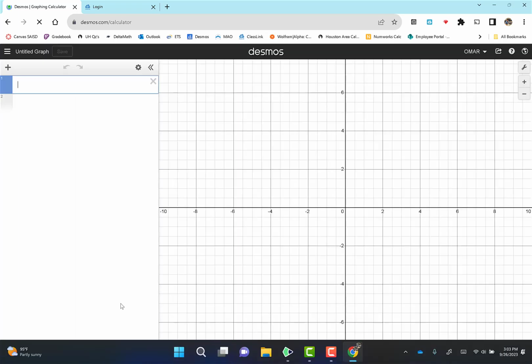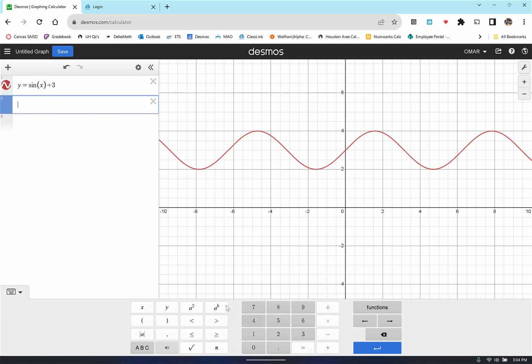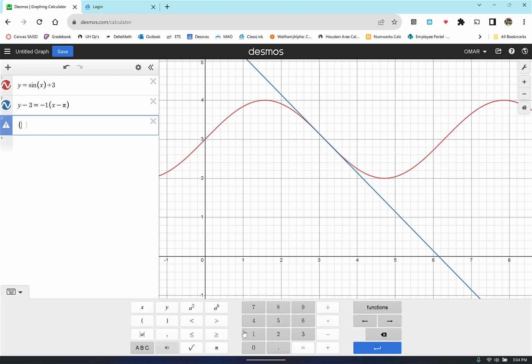All right, here we go, guys. The equation was y equals sine x plus 3. My tangent line: y minus 3 equals -1 times (x minus pi). And look at that, it looks like a tangent. It looks perfect. Let's put the point there. So what was my point again? Pi comma 3. Okay, there it is.